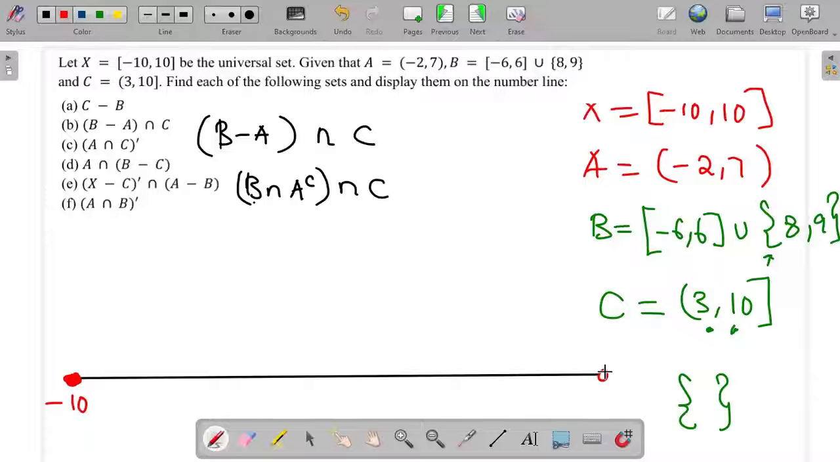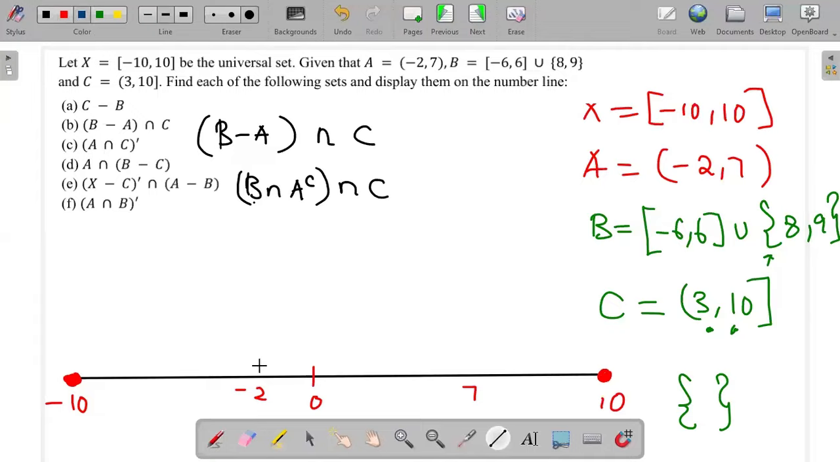Okay, it ends at +10 there. Okay, and then there's A, B, and C here. So first, maybe we can start with the A complement. So I can just put a 0 somewhere in between, so that -2 can be there, and then 7 can be somewhere there. Okay, so let's plot the set A.